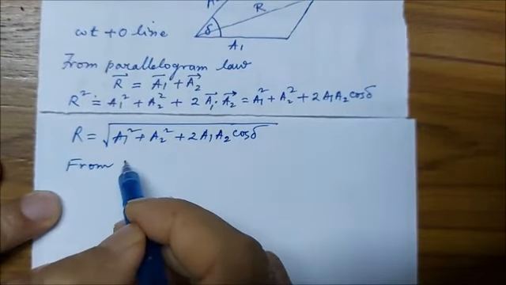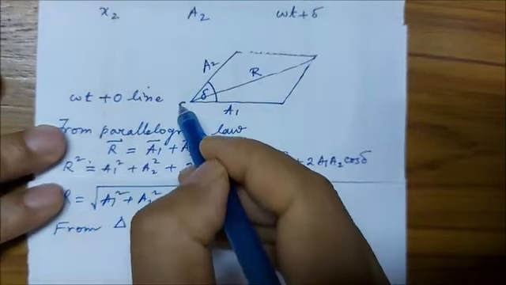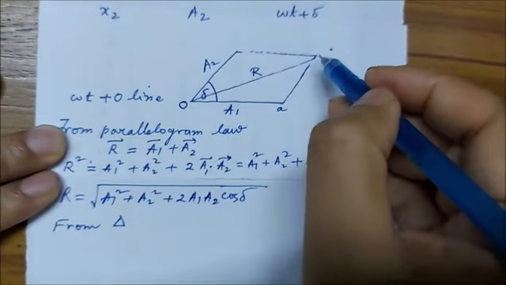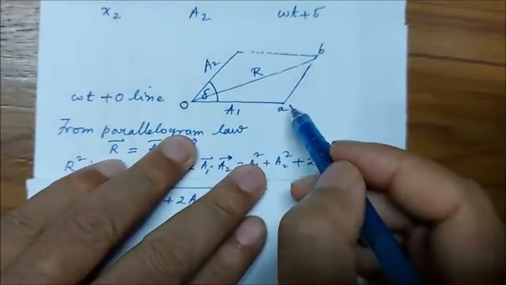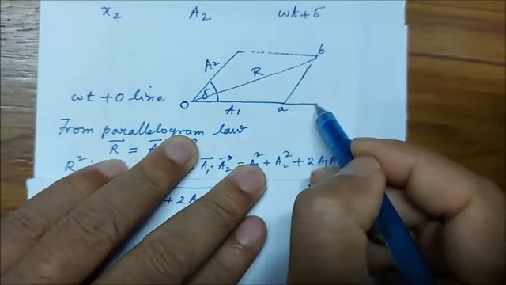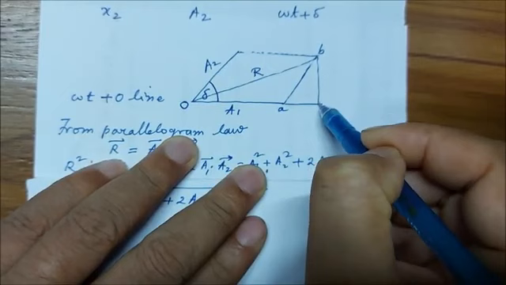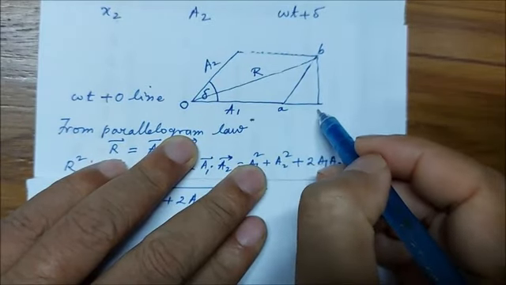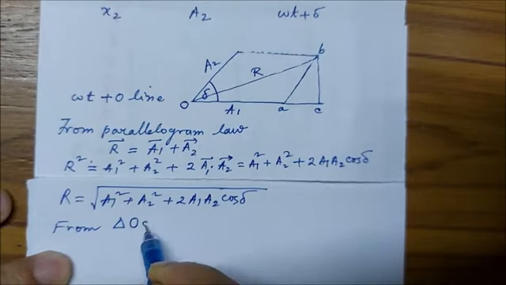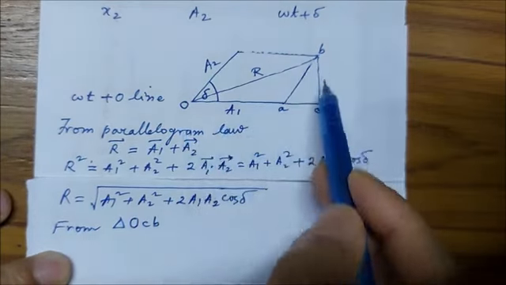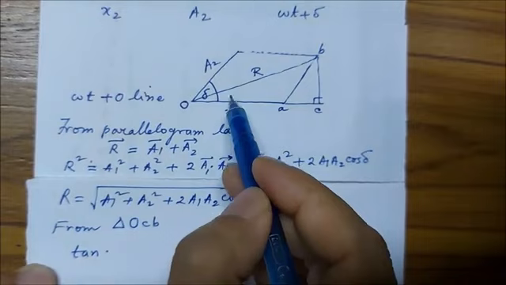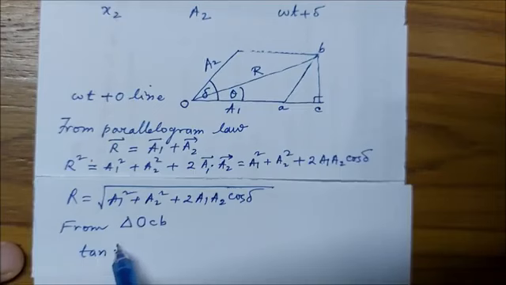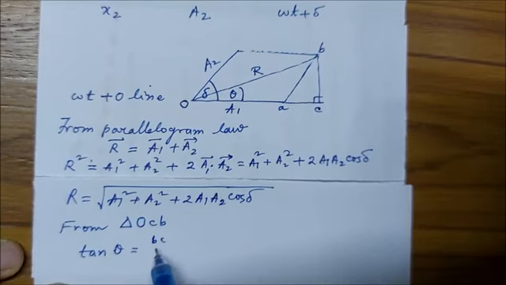Now from triangle, so this is O, this is A, this is B, and let us extend it and let us drop a perpendicular from B onto this line, and let this be C. So from triangle OCB, this angle being 90 degrees, we have tan of this angle, which let us call theta, is BC by OC.